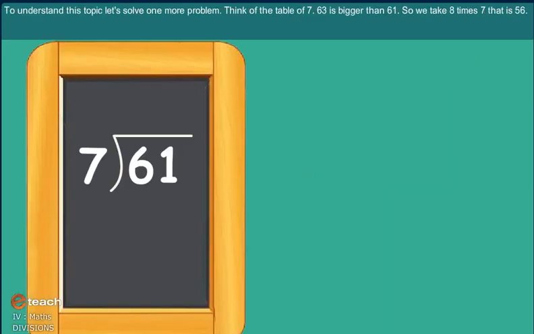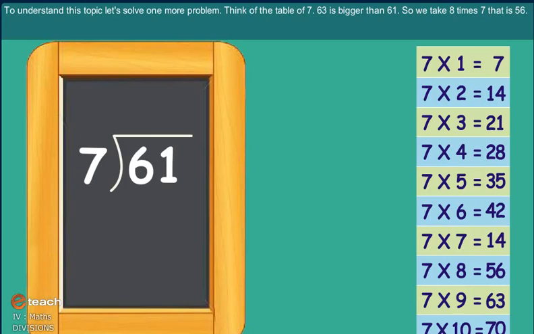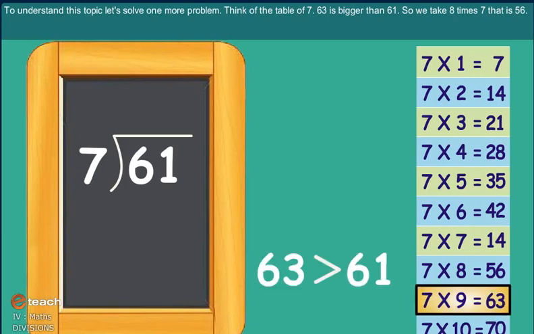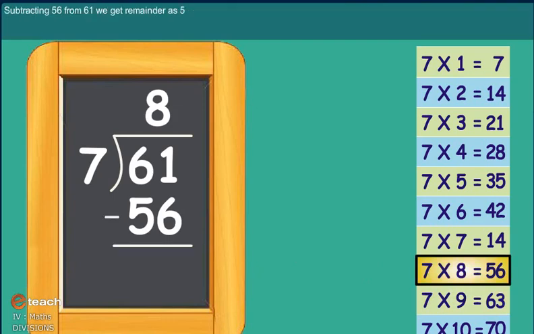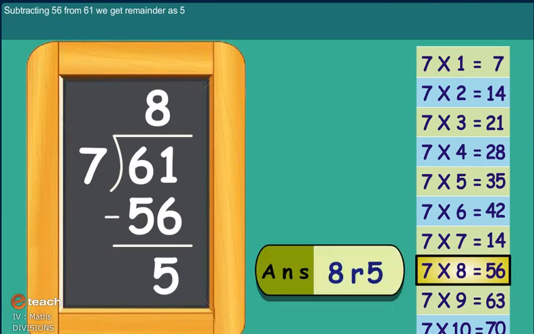To understand this topic, let's solve one more problem. Think of the table of 7. 63 is bigger than 61. So, we take 8 times 7, that is 56. Subtracting 56 from 61, we get a remainder of 5.